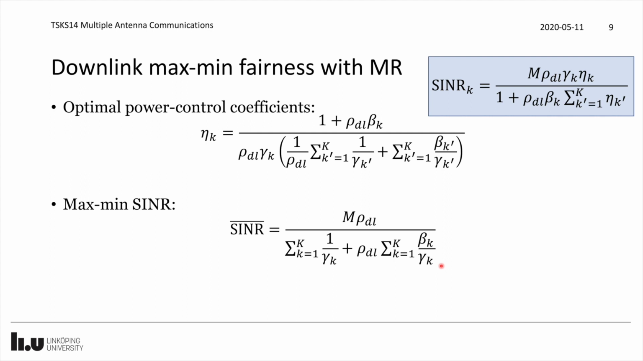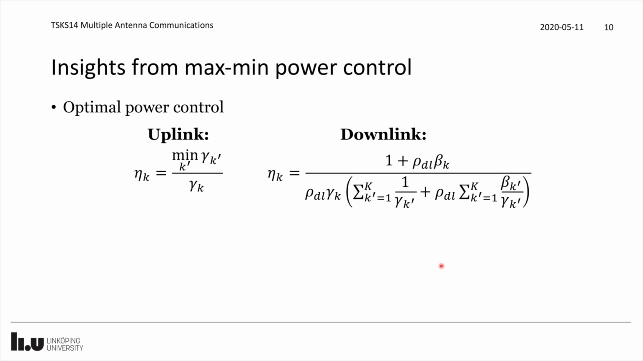So now I have presented the solution to the max-min power control both in the uplink and the downlink. And let's look more closely at the optimal expressions for the eta k parameters. So in the uplink we get this expression, in the downlink we get this expression. And both of them are containing two different ingredients. One is what we need to do in order to make sure that everyone gets the same SINR, and the other thing is what we need in order to make sure that we are using the maximum possible power.